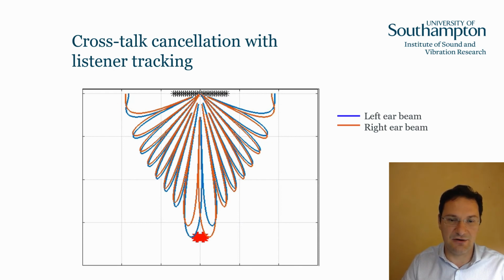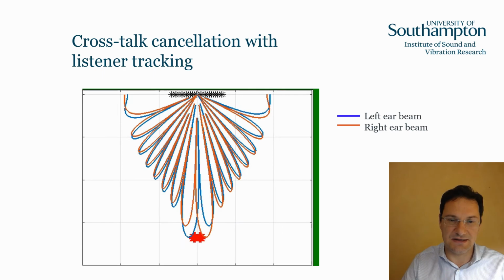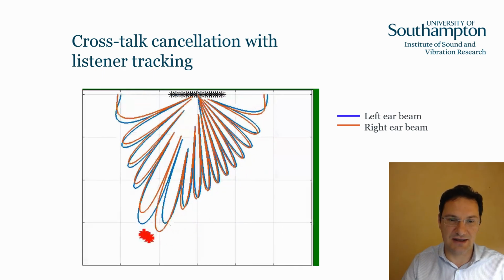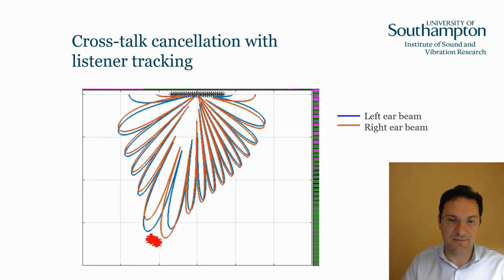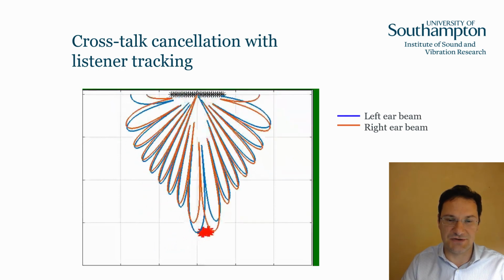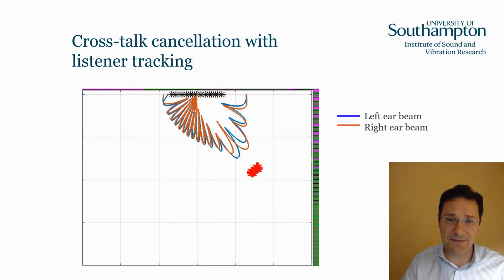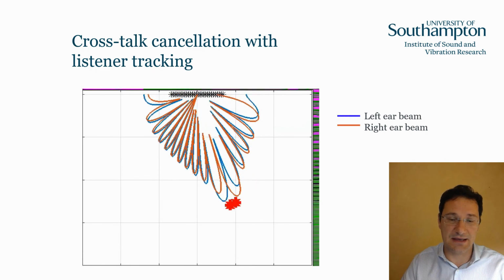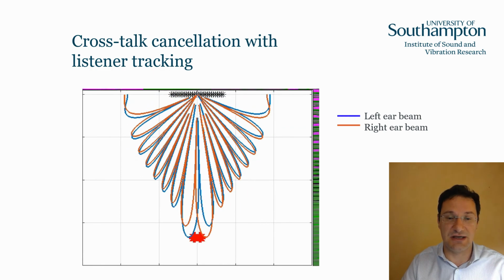But the key thing now is that when the listener moves, because we track their position with a camera, then also the signal processing apparatus adapts in real time and keeps delivering a consistent 3D image regardless of the position of the listener. Again, we can achieve that because of listener tracking with the camera.